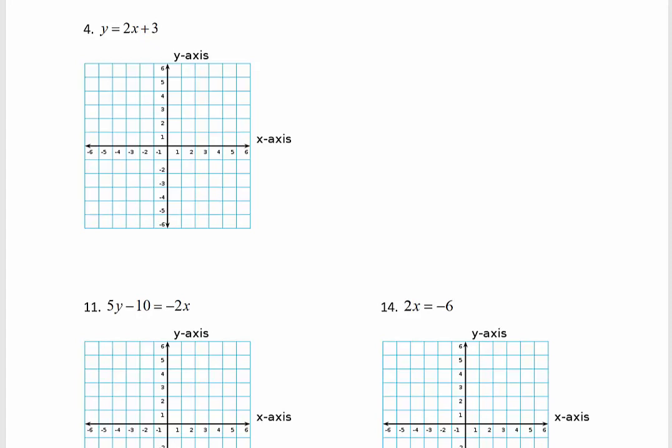Okay, question 4. We're asked to graph this using the slope-intercept form. So remember, question 4. So we're looking here and we can see that our form of our equation here is the slope-intercept form, where m is the slope of the line and b is our y-intercept. Okay, so let's see. We start with our y-intercept, which in our form here is going to be +3. Tells us, okay. And now from that point, we're going to use this slope of 2.